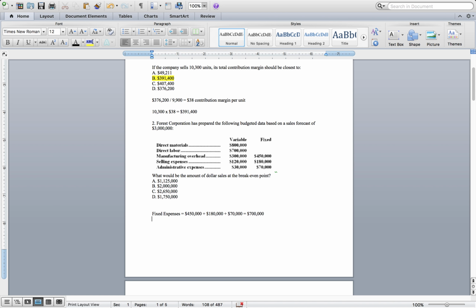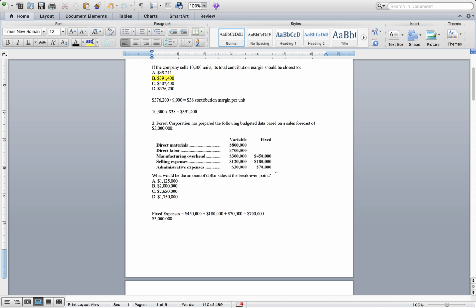Now the next thing we want to calculate is our contribution margin ratio. Now to get contribution margin ratio, calculate the contribution margin. So it says here sales of $3 million. So take the $3 million and subtract the variable expenses.